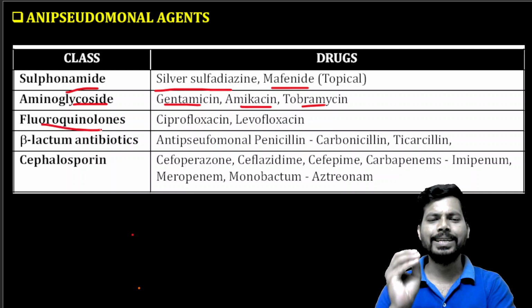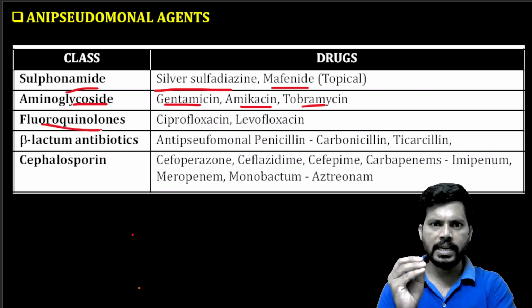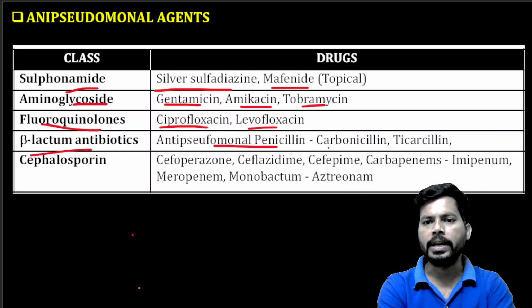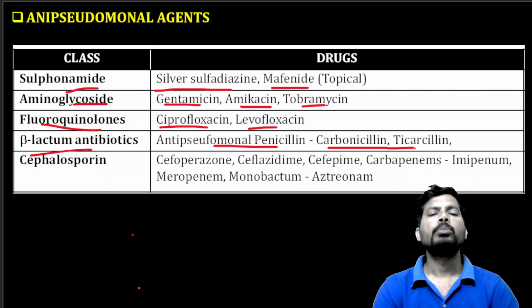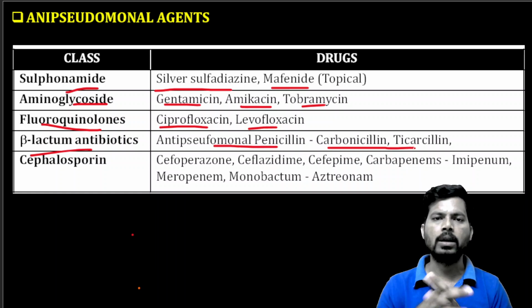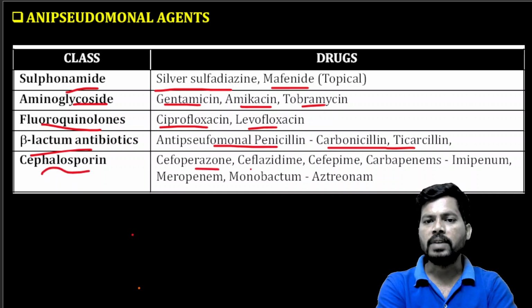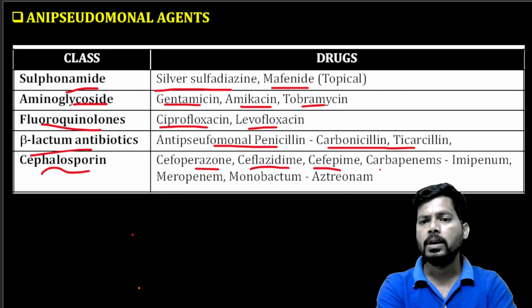These are synthetic chemical compounds having excellent action on Pseudomonas, like ciprofloxacin and levofloxacin. Beta-lactam antibiotics like anti-pseudomonal penicillins, carbenicillin and ticarcillin, are both effective on the gram-negative bacterium Pseudomonas, and are commonly known as carboxypenicillins. And cephalosporins like cefoperazone, ceftazidime, cefepime, carbapenems like imipenem, meropenem, and monobactam like aztreonam.